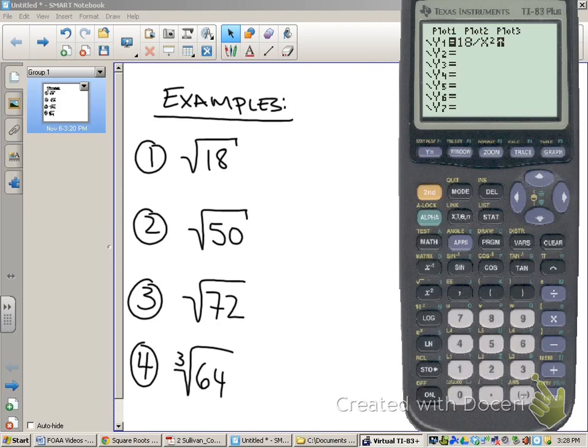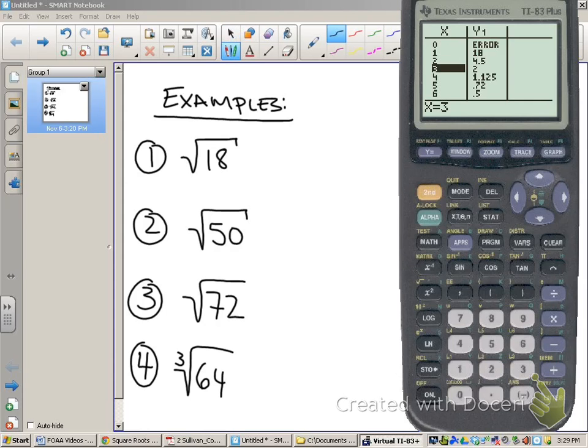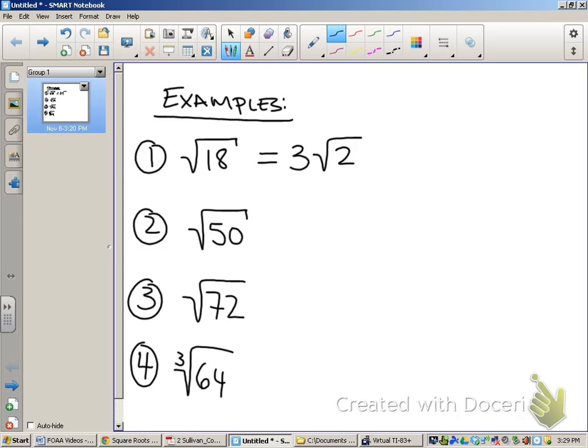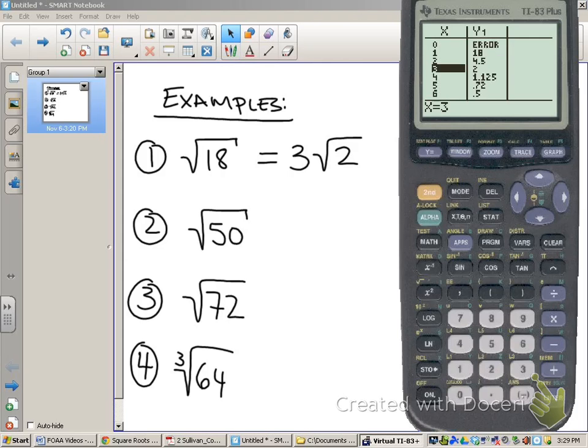Then we're going to go second graph, or table. As we look down the y1 column, what we're looking for is the last whole number in that column. In this case, the number 2 is the last whole number in that column. So that 2 corresponds to 3. So what we're going to do is write that the answer is 3, the square root of 2. Okay? 3, the square root of 2.